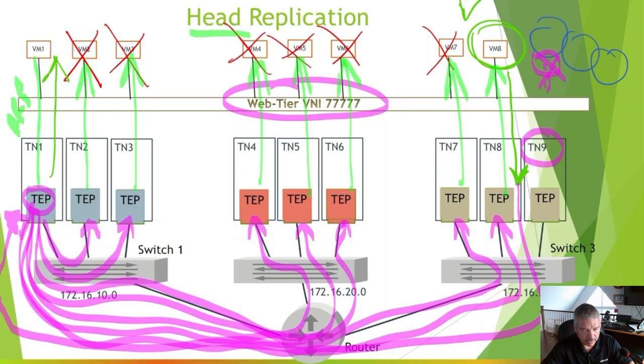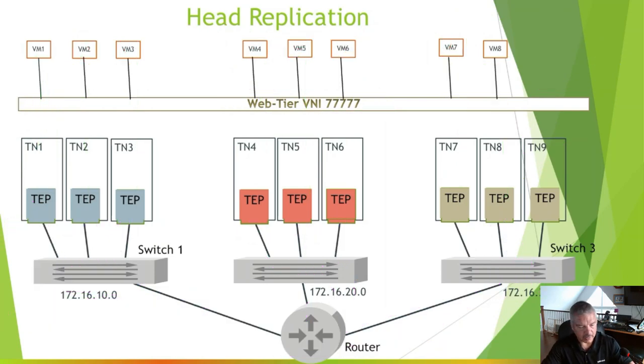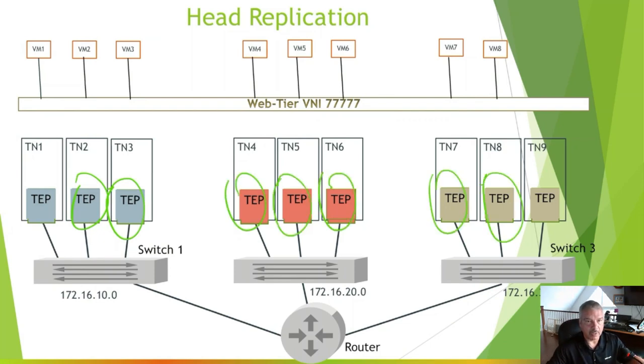If you look at head replication, my picture got a little messy, but in this one example, the TEP over here on the far left had to replicate that request 1, 2, 3, 4, 5, 6, 7 times. It had to encapsulate that broadcast, put it inside a Geneve frame, and then fire it out to those 7 hosts. So as if I had 200 hosts, all right? So you see where this can get your network a bit congested, right? Especially if you're doing a lot of multicast or broadcast or whatever, right?